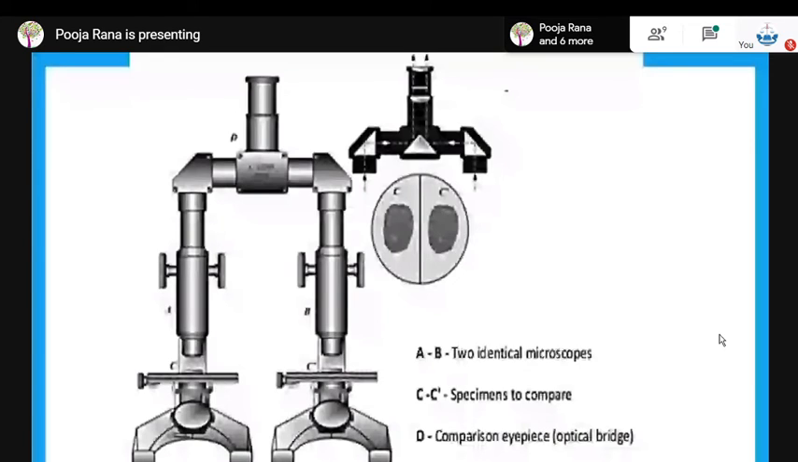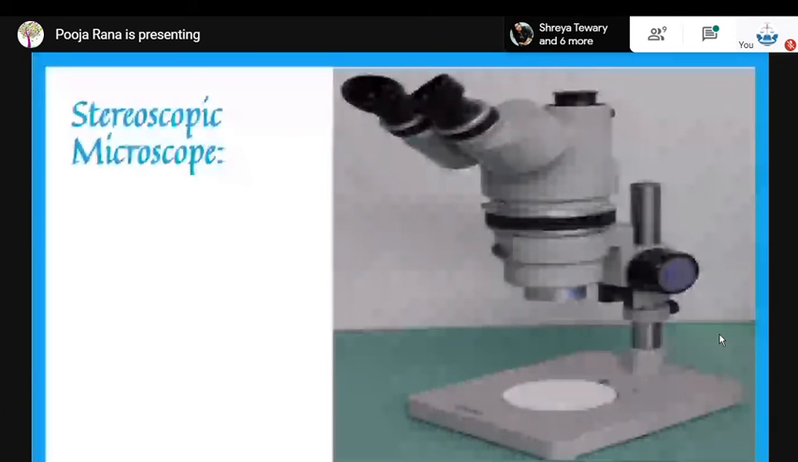Now next is the stereo microscope. This is a picture of a typical stereo microscope. It is an optical microscope variant designed for low magnification observation of a sample. Typically, it uses the light reflected from the surface of an object rather than the transmitted light through it. In the other microscopes, the light would be transmitted through the specimen. Rather than that, the light reflected from the surface of an object is what is measured by this particular microscope.